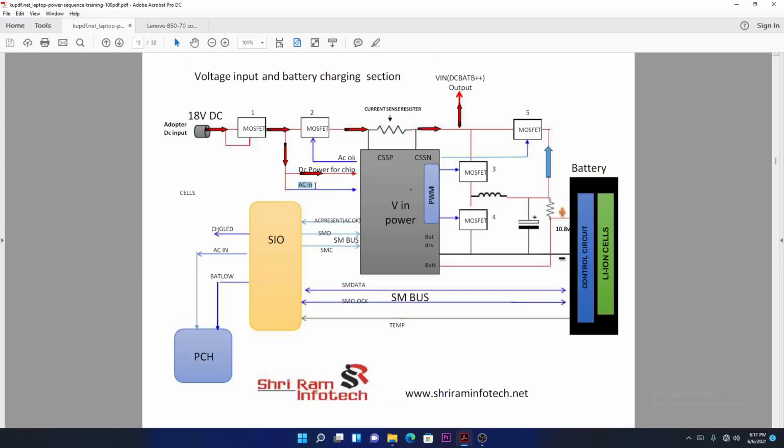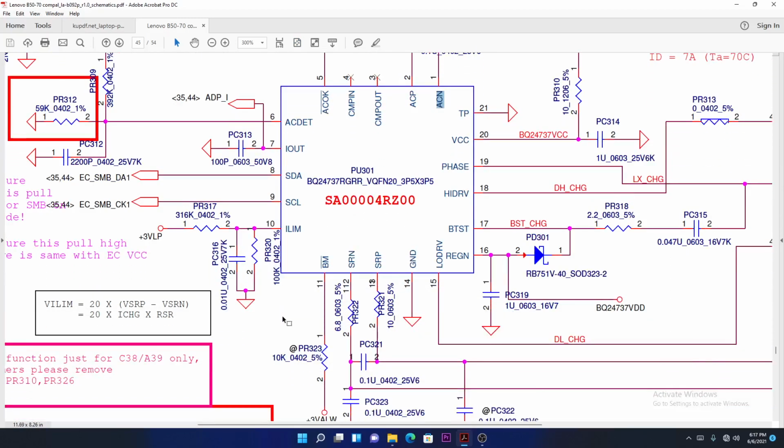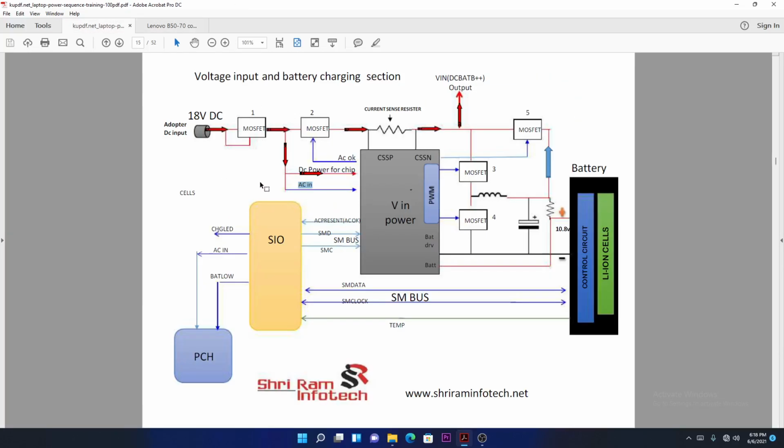We have the AC in, and after AC in, the DC power chip. Let me explain this. AC in is the power that will go inside the chip. I can't find the AC in on this one. I think it's AC, no, that is AC detect. It can't be this at all. But anyway, let's continue.